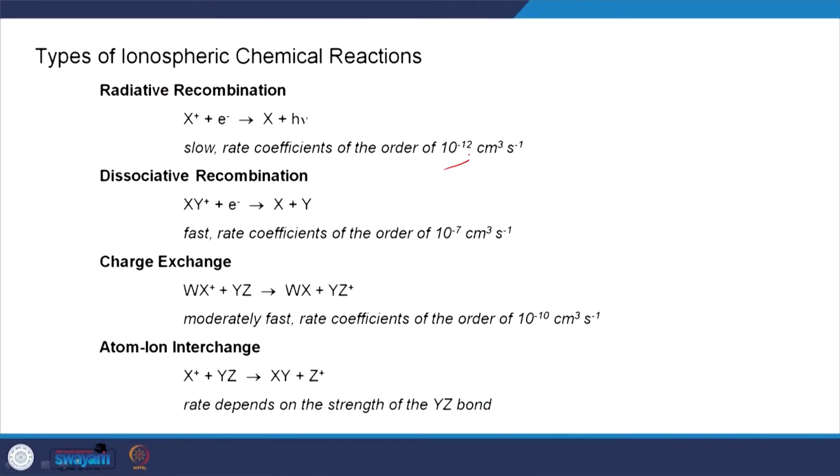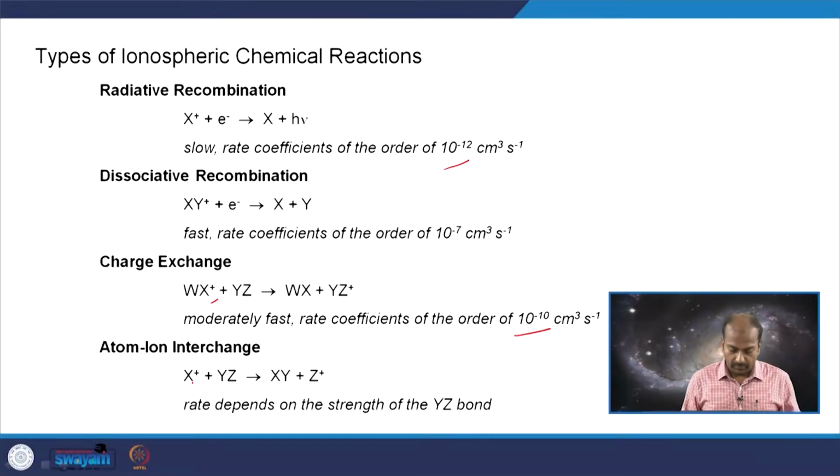Dissociative recombination, on the other side, is a very fast reaction, so it can take care of the electron densities in a very small amount of time. In it, a molecular ion combines with an electron and dissociates into the individual atoms that constituted that molecule. Charge exchange is the reaction in which a positive charge is transferred from one molecule to another. This reaction is also very fast, with a typical reaction rate coefficient of 10 to the power of minus 10. Ion-atom interchange is a reaction in which a positive ion comes in contact with a molecule and the charge is transferred, while at the same time the molecule becomes rearranged.